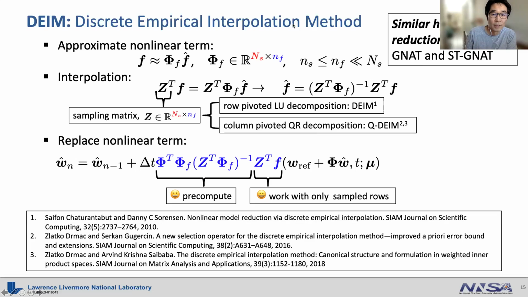If you have fewer sampling points than the basis size, then your problem becomes ill-posed. So the accuracy will degenerate very rapidly.